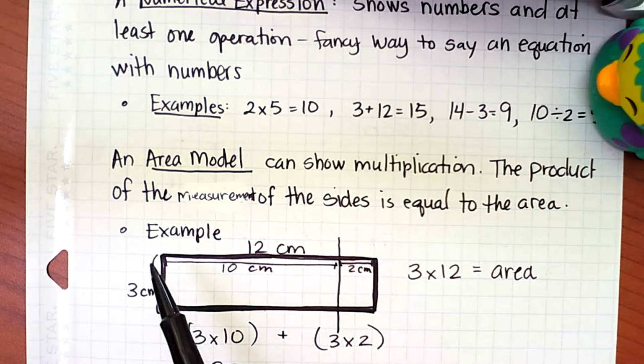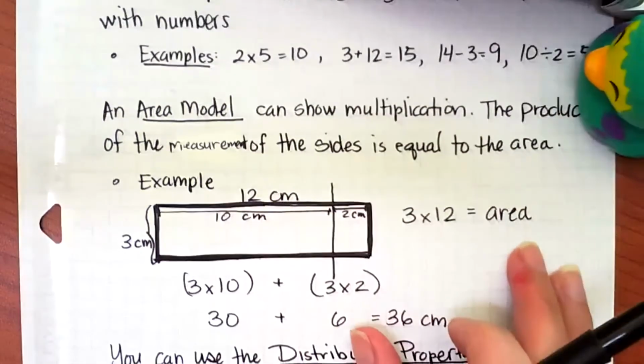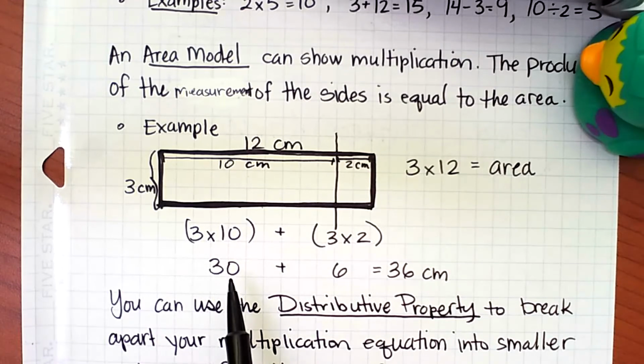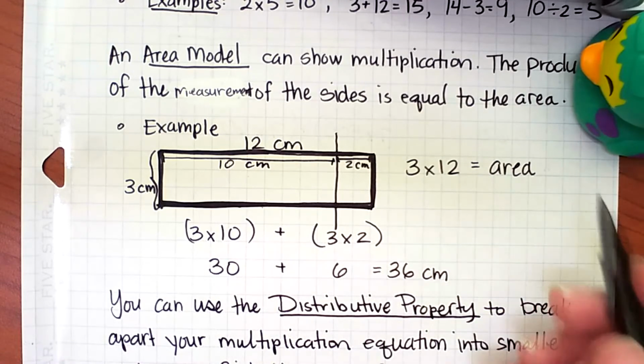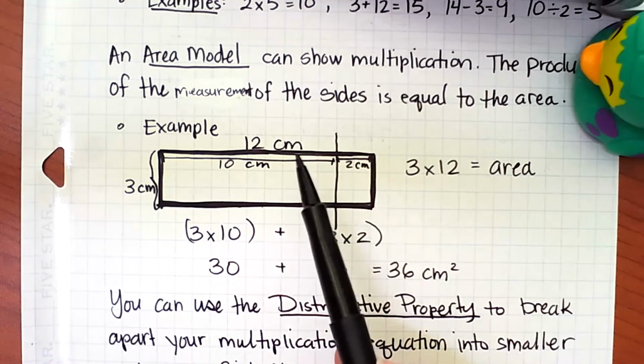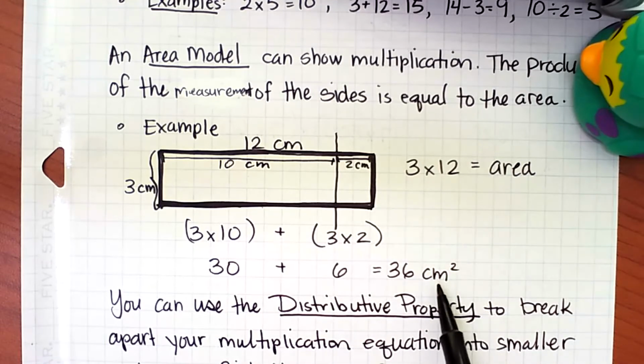So in order to find the area, I need to do 3 times 10 to find the area in here, and I need to do 3 times 2 to find the area in here. So 3 times 2 is equal to the area of this whole rectangle. When I did that, my 3 times 10 gave me a partial product of 30. My 3 times 2 gave me a partial product of 6. When I added them together, I got an answer of 36 centimeters, and it's going to be squared. So we'll talk about area measurements another time. Make sure you're always putting the units in if they give you units. So over here, if I'm measuring in centimeters, your answer should have centimeters on it.